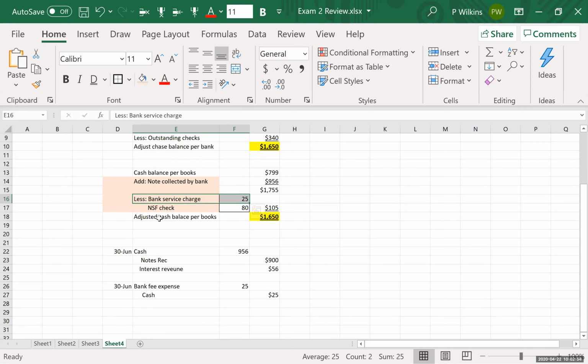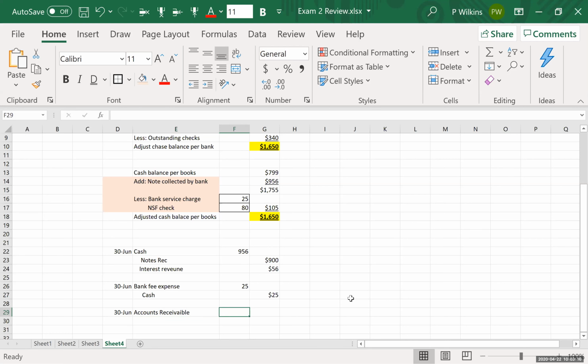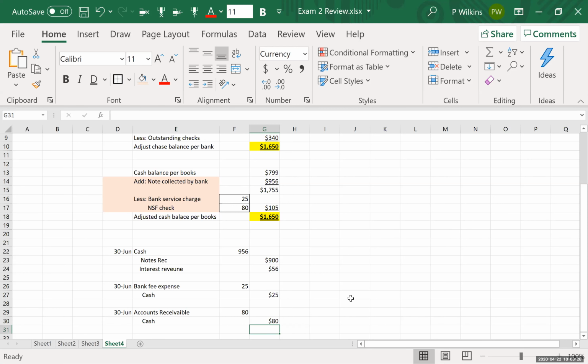And then we are going to take care of this non-sufficient funds check, and non-sufficient funds checks go back to accounts receivable because those are checks from customers. So we got June 30th. We are going to debit accounts receivable for $80. And we are going to credit cash because we need to take it out of our account because the check bounce is not in there anymore.